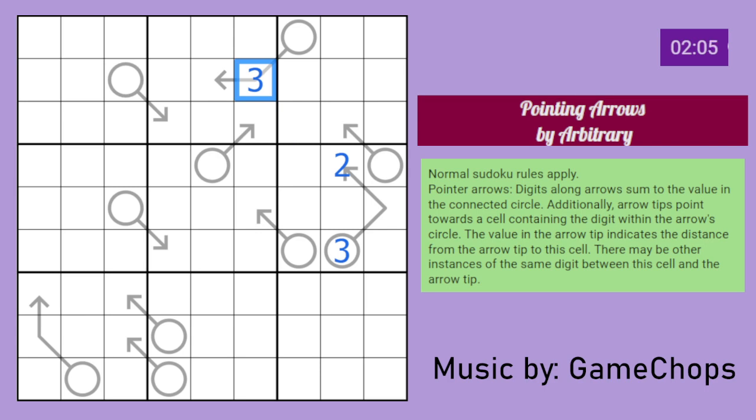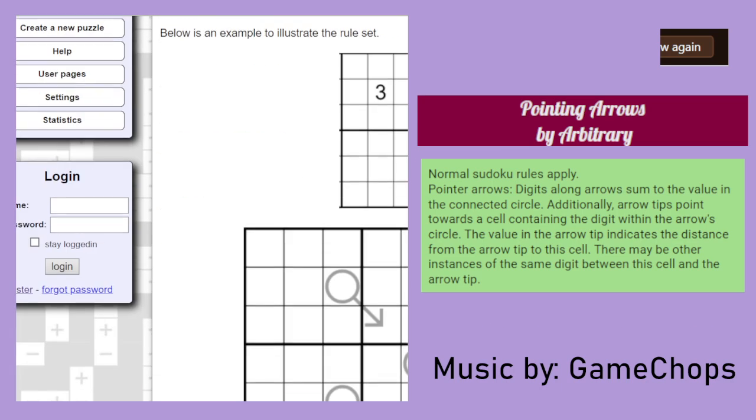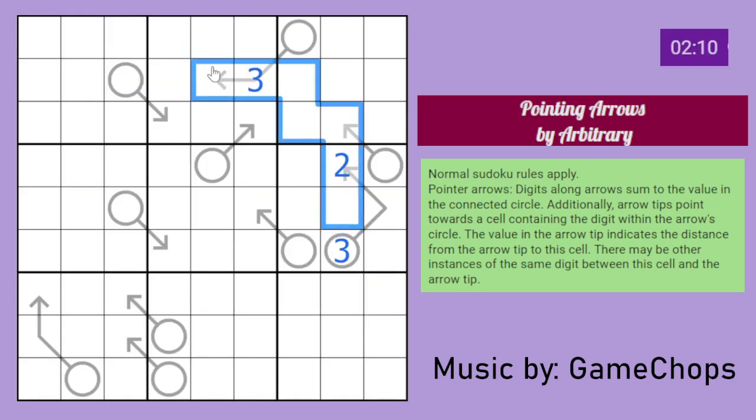Yeah, that is what I believe it is. If I want to check here, you can't really see it, but yep, that is correct. So something like this would work. So yes, there may be other instances of the same digit between this cell and the arrow tip. So a 3 here and a 2 here puts a 3 here, but that doesn't mean that this can't be a 3. It could also be a 3, as long as this 2 sees a 3 2 cells away from it in this direction. So those are the rules of this puzzle, and with that, let us begin solving.